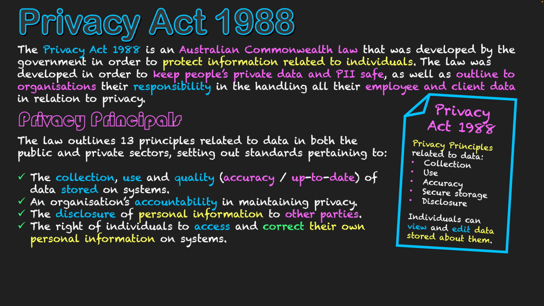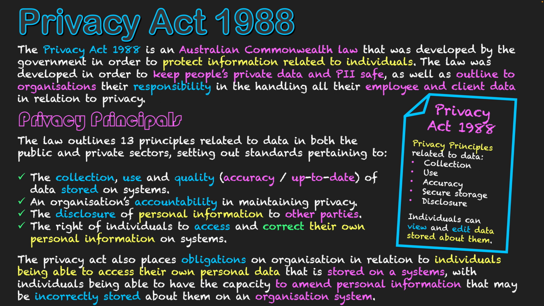And then finally, individuals have the right to access their information that is stored about them on an organization system, particularly in government systems. And this is for ensuring that the data about their personal information is correct. So they can check it and they have the ability to correct it themselves or apply for it to be corrected if the data stored about them is incorrect. So you have the right to see information stored about yourself on a system.